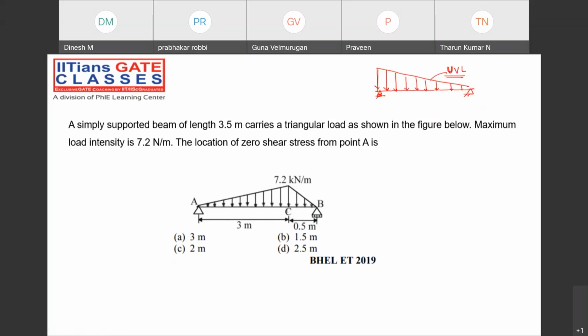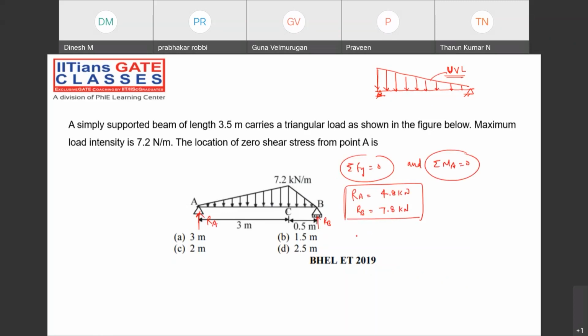So first of all, we need to calculate the reactions. I'm not going to calculate the reactions, guys. You can follow summation of Fy must be 0 and summation of moment about A must be 0. With the help of these two, I'm just giving you the values of RA and RB. RA is 4.8 kilonewton, and RB would be 7.8 kilonewton. Please check it out.